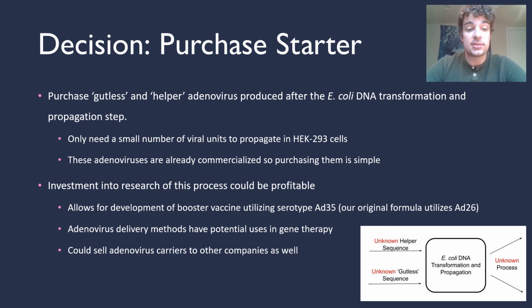We do discuss this later, but we believe that investment into research of this process could be profitable, though. It would allow for development of a booster vaccine, since our vaccine uses adenovirus serotype 26. With our own technology, we could make a booster with adenovirus 35. Also, adenovirus delivery methods have potential in gene therapy, so we could potentially dip into other fields and create more profit that way.